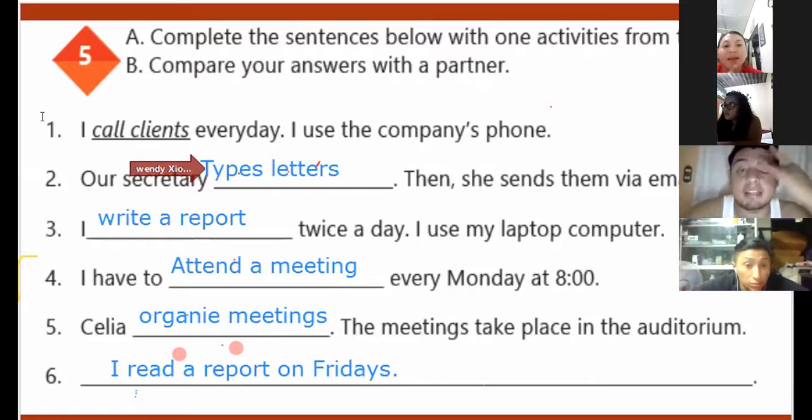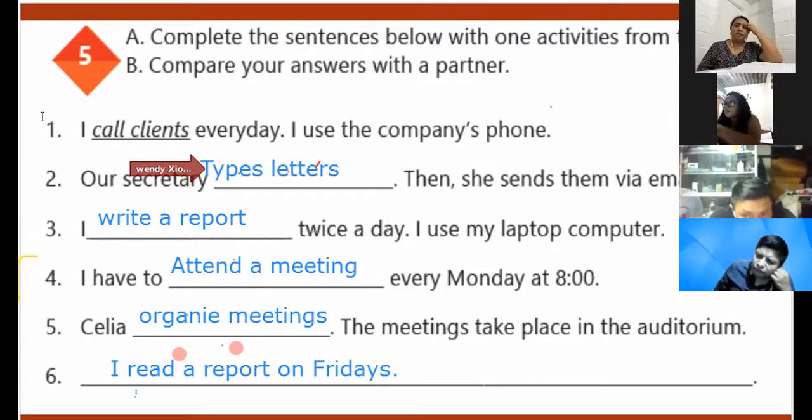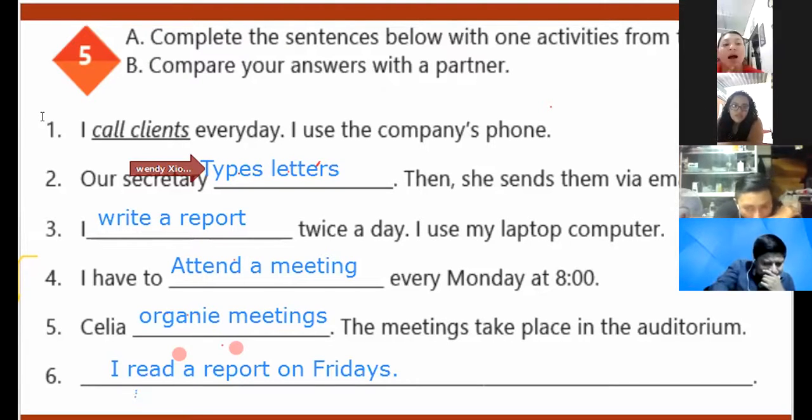Number three, I write a report twice a day. I use my laptop computer. Number four. I have to attend a meeting every Monday at eight. Okay. Number five. Celia organizes meetings. The meetings take place in the auditorium. Number six. I read a report. Nice. Okay, let's continue. Let me erase this.